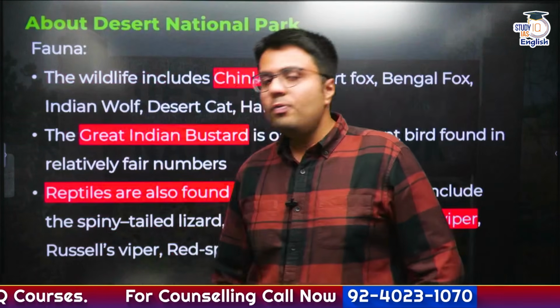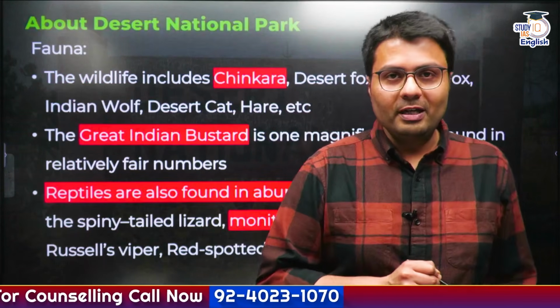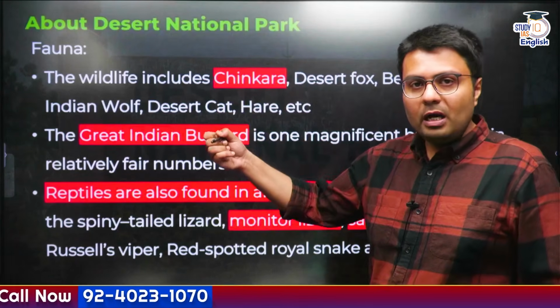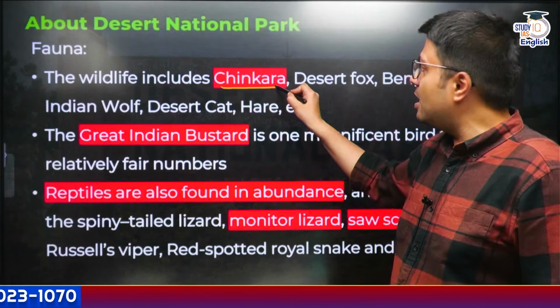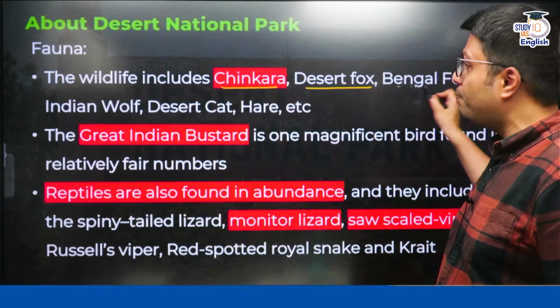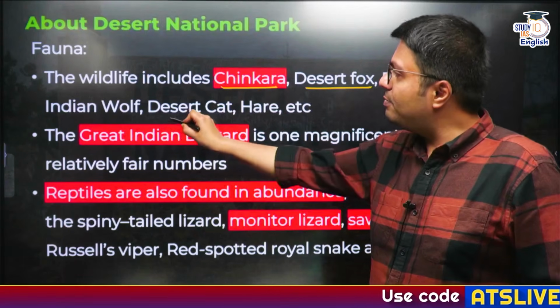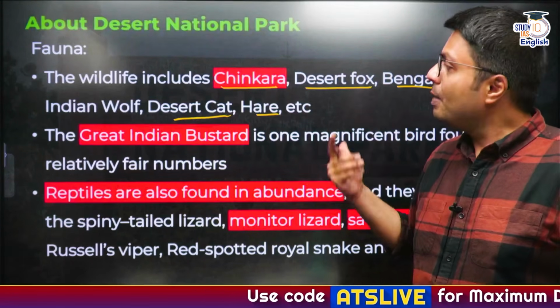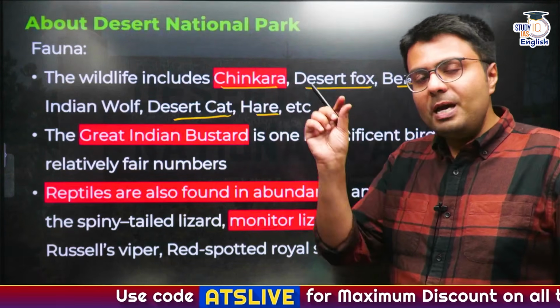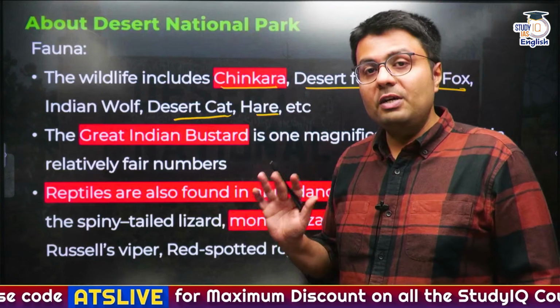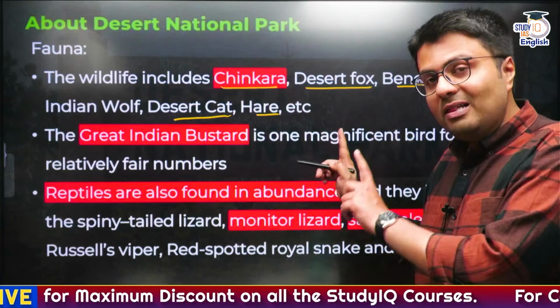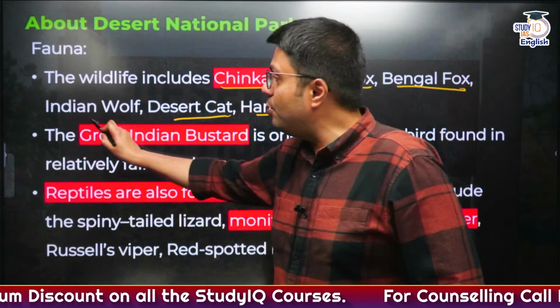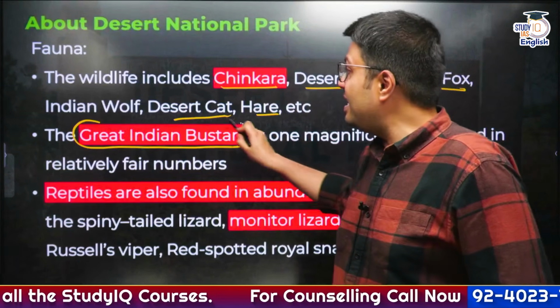Now, let us understand what are the major fauna available in the region. The major fauna includes chinkara, predators like desert fox, Bengal fox, Indian wolf, as well as desert cat, as well as hare. Similarly, one of the most important avifauna species available in the region, which makes this national park important from our today's news perspective, is the Great Indian Bustard.